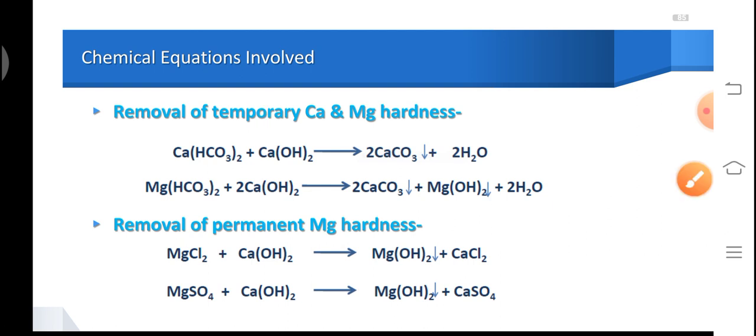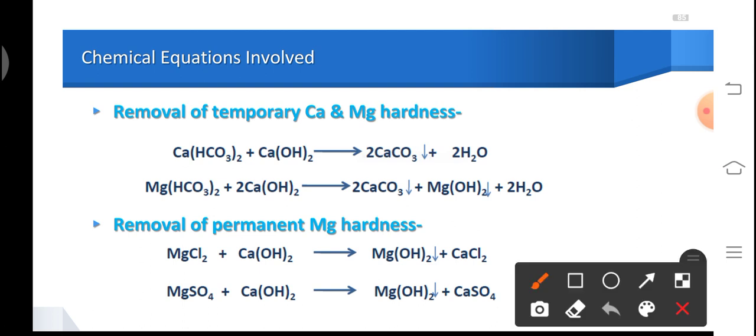Now let us see how we can remove the permanent hardness of magnesium. We know that chloride, sulfate and nitrates, that is, ions other than carbonates and bicarbonates, cause permanent hardness. We have taken here two examples, magnesium chloride and magnesium sulfate. As we know, the most insoluble precipitate of magnesium is its hydroxide. So here also we need to convert chlorides and sulfates into hydroxide. How can we do this? For this, we need to treat both the salts with lime.